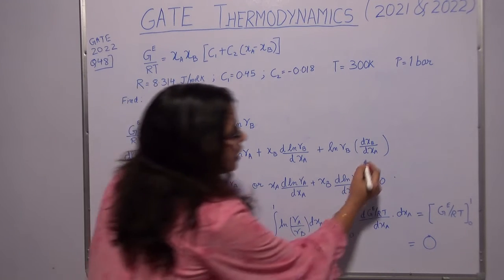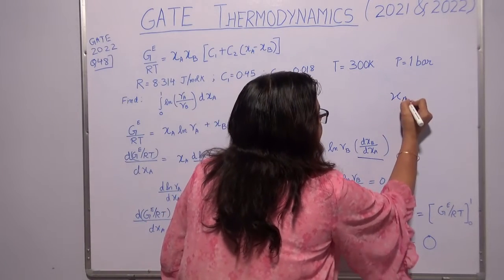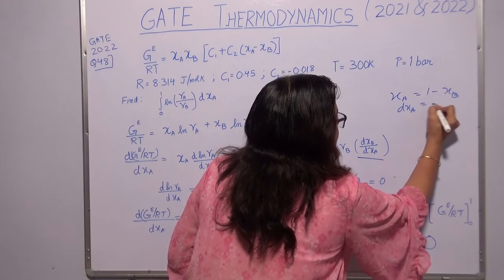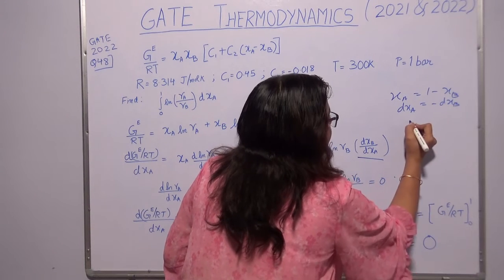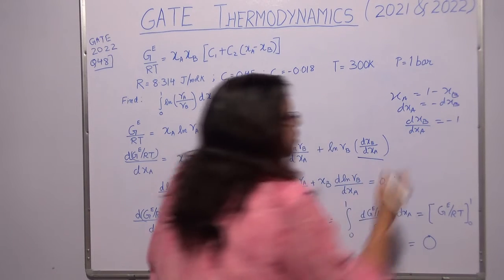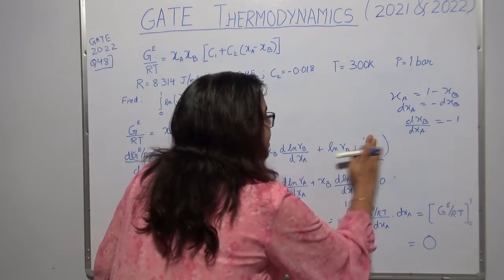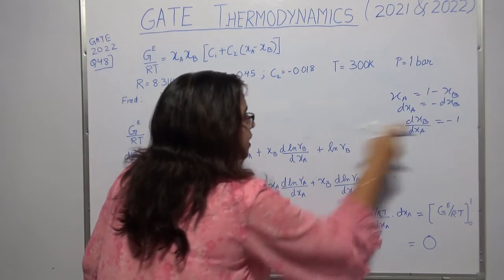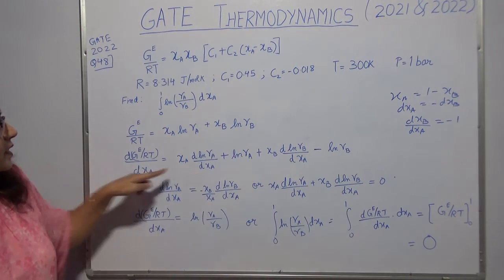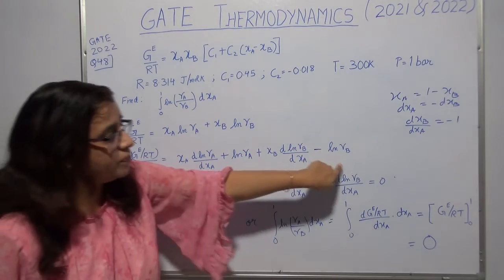Now see over here, dXB upon dXA. Let's evaluate this. You know that XA is equal to 1 minus XB. So if I take a differential, then dXA is equal to minus dXB, or I can write dXB by dXA equal to minus 1. So instead of dXB by dXA, I can write minus 1. Then this term is reduced to minus ln gamma B.